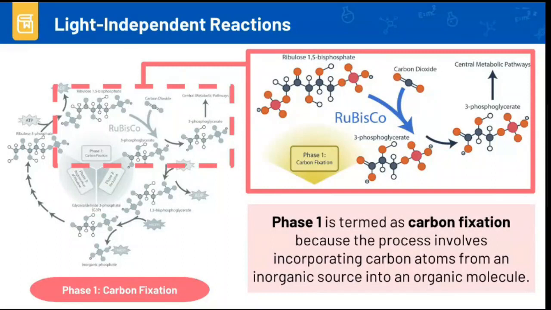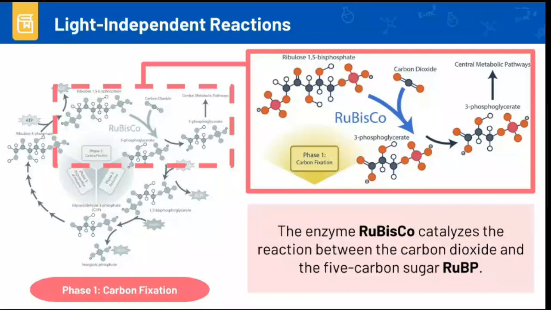So, pag na-catalyze na, or nagkaroon na ng reaction yung carbon dioxide ninyo and your 5-carbon sugar na RuBP, maproproduce naman yung two 3-carbon organic acids ninyo, which is your 3-phosphoglycerate or your 3-PGA. Naproproduce yung 3-PGA ninyo pag nagkaroon na tayo ng reaction between your carbon dioxide and your 5-carbon sugar na RuBP, through the help of your Rubisco.